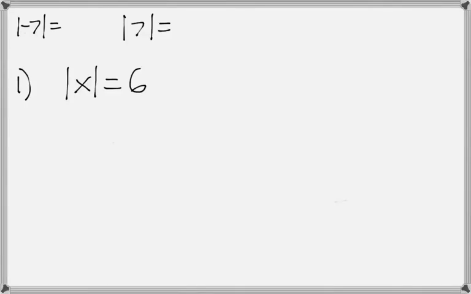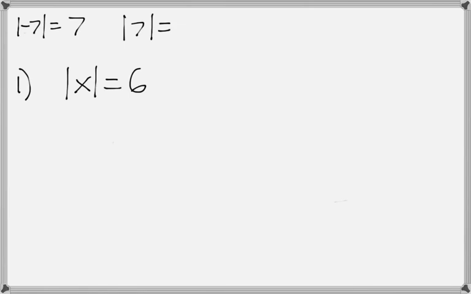Section 2.7 is on solving absolute values. And absolute values are technically the distance away from zero on a number line. Another way of thinking about it is that whatever's on the inside of the absolute value bars, those vertical bars, they basically just get rid of the negative. So the absolute value of negative 7 is 7. It just eliminates that negative sign there.